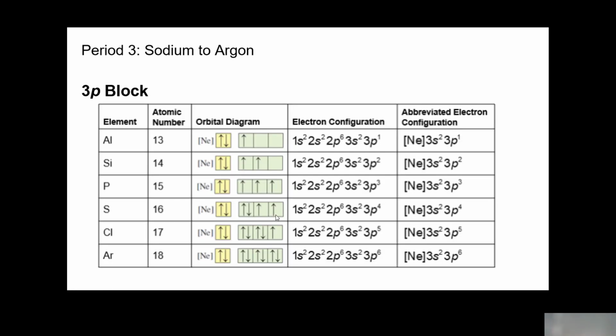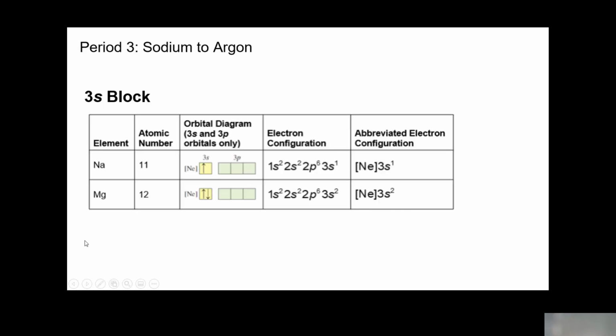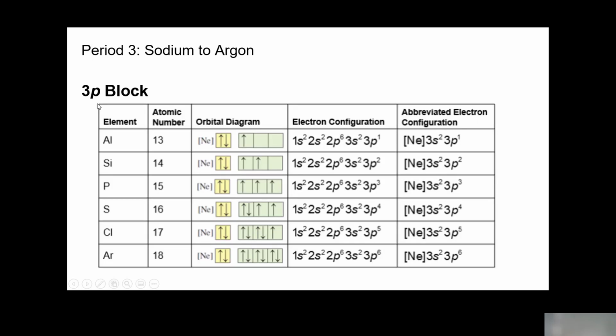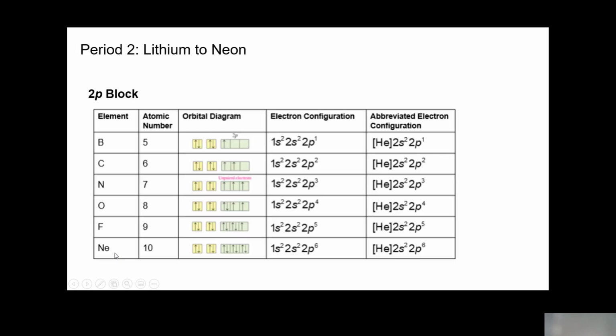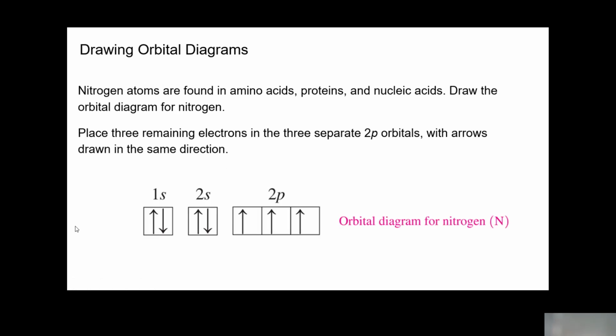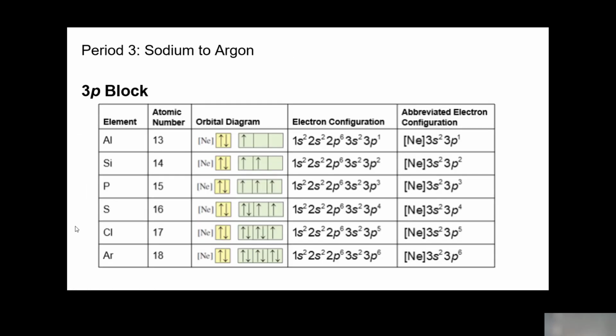So the 3p block, here we go, same thing. We're filling in until we get to argon. So all of these end in the noble gases. So we have the 3s block, we end in the 3p block, and it ends in a noble gas. If we go up, this ends in the noble gas neon. So that's the end of the row, till the noble gas, and that's what we want.